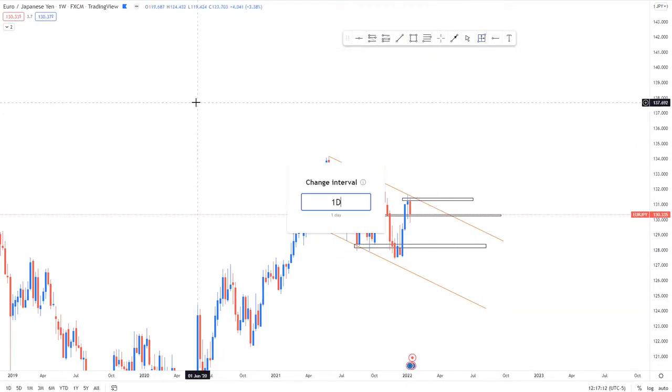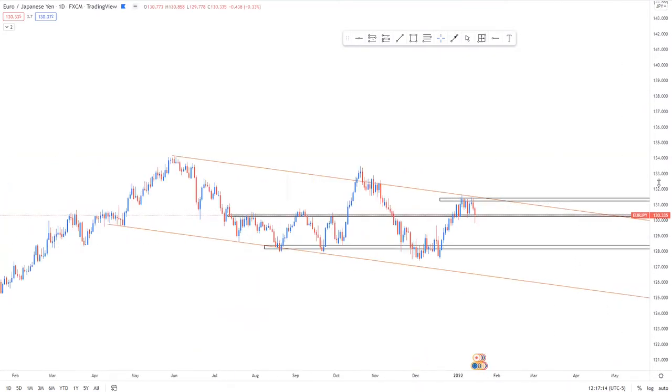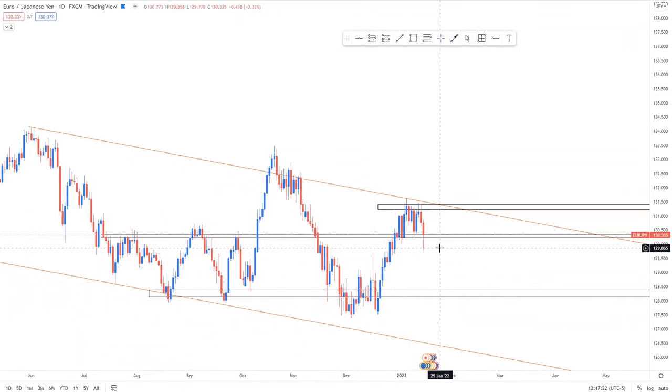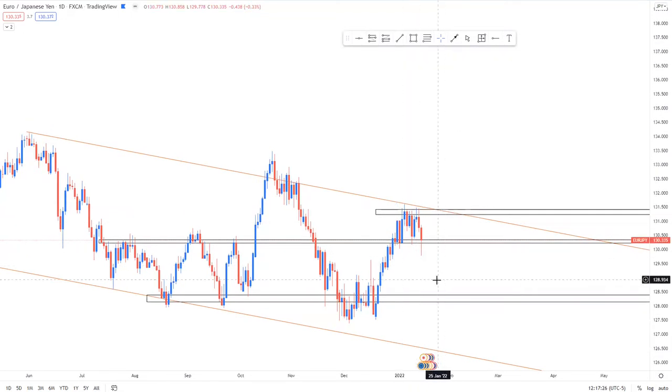Let's go to the daily time frame. Well, daily has a big wick at the bottom. I might not get into the short position. It depends on what happens on Sunday and Monday.